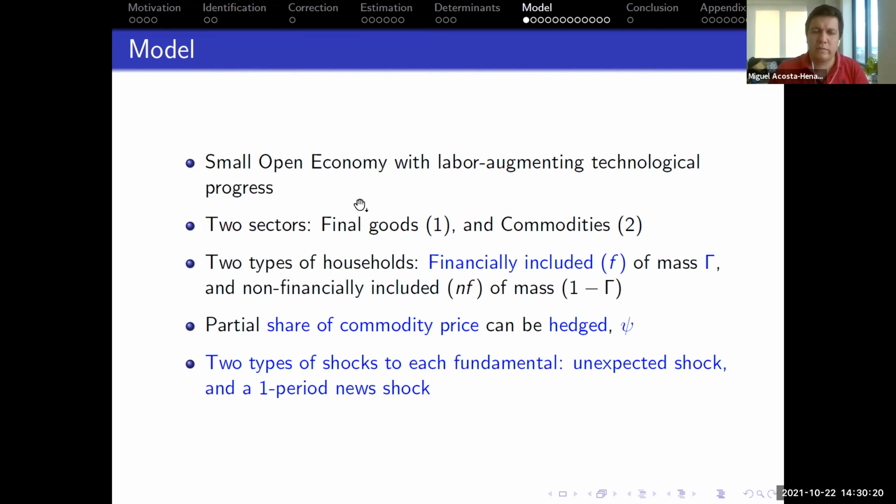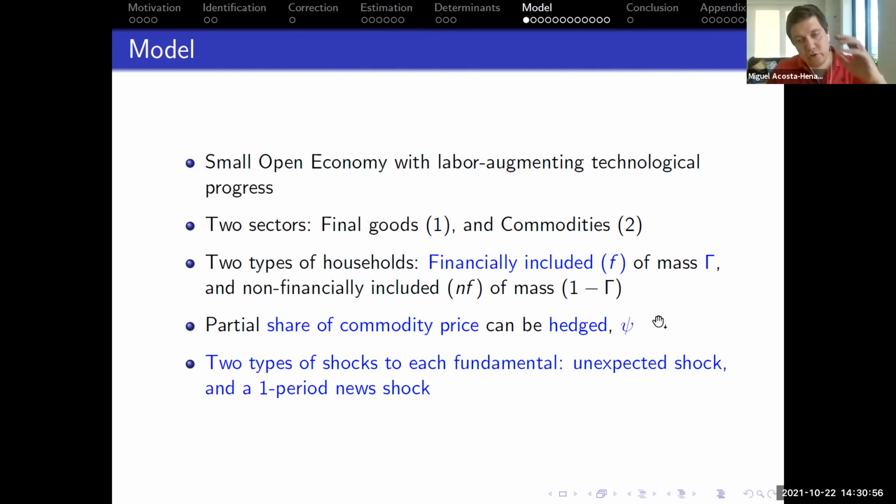So we build a simple model based on Drechsel and Tenreyro, which is a small open economy with labor-augmenting technological progress, sectors for final goods and commodities. What we change is that we break households into two: financially included households, standard households, and non-financially included households, which are basically hand-to-mouth or non-Ricardian households. And we assume there is a partial hedge of commodity prices in the derivatives markets: you can hedge a fraction of the price side, and this is exogenous.